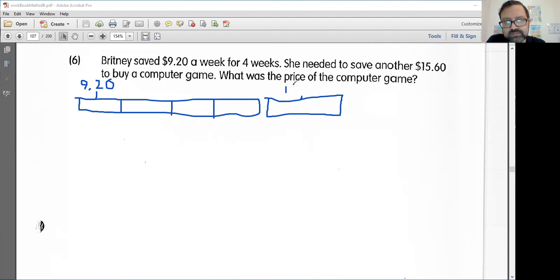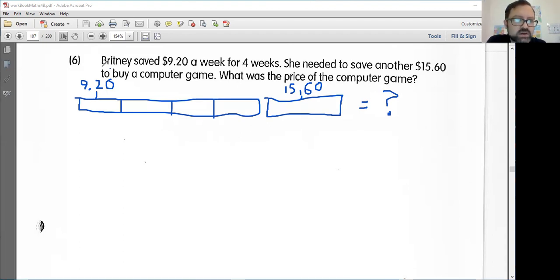$15.60, or $15.60 to buy a computer game. We want to know the price of the game, question mark. All right, so hopefully we can see what we need to do here.